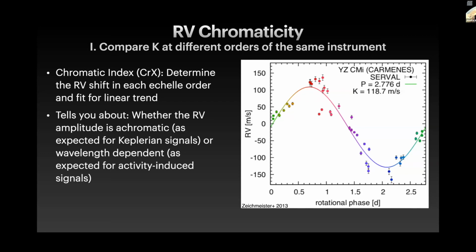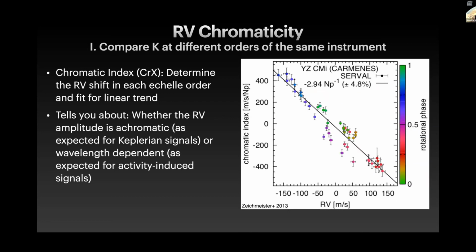Now, in this example, which uses CARMENES data, there's a very pretty sinusoidal signal that shows up for this young star, YZ Canis Minoris. But the Chromatic Index RV correlation demonstrates that the dominant effect in the RV variations of YZ Canis Minoris is actually wavelength dependent, which is consistent with the hypothesis that these are caused by co-rotating features such as active regions and not by a planet.